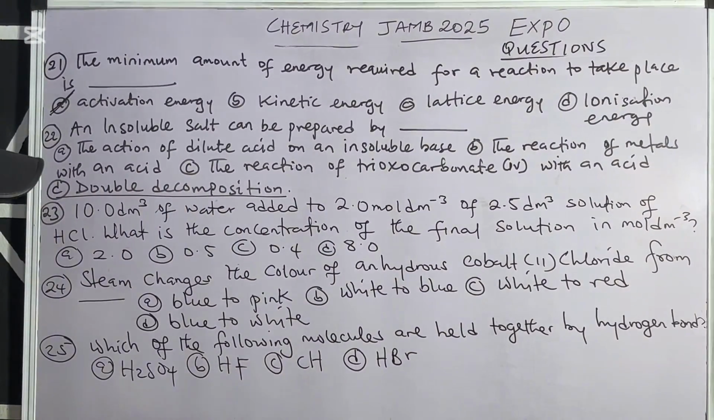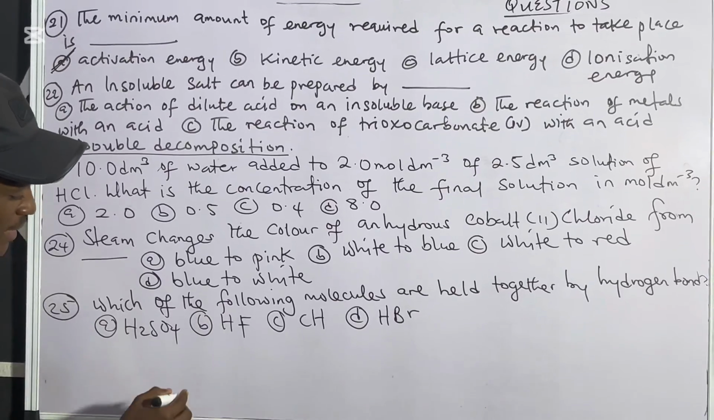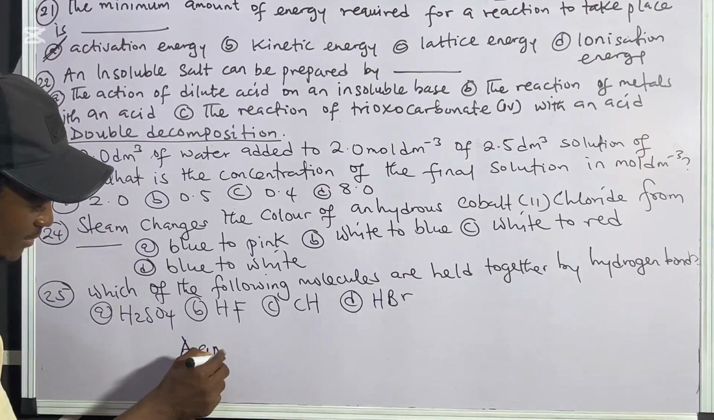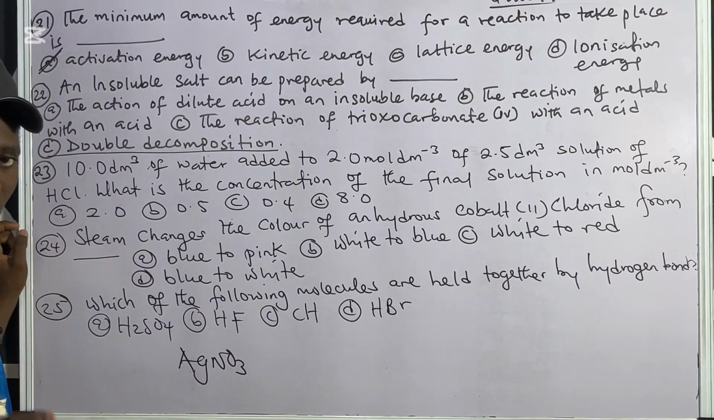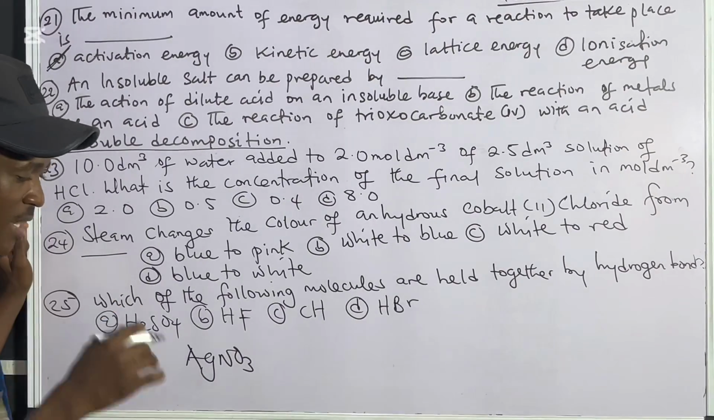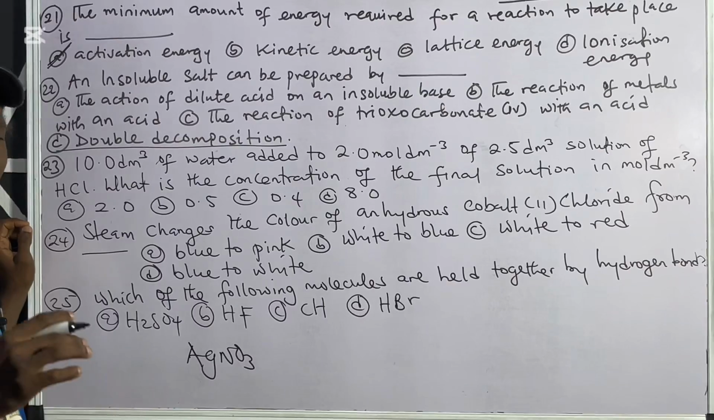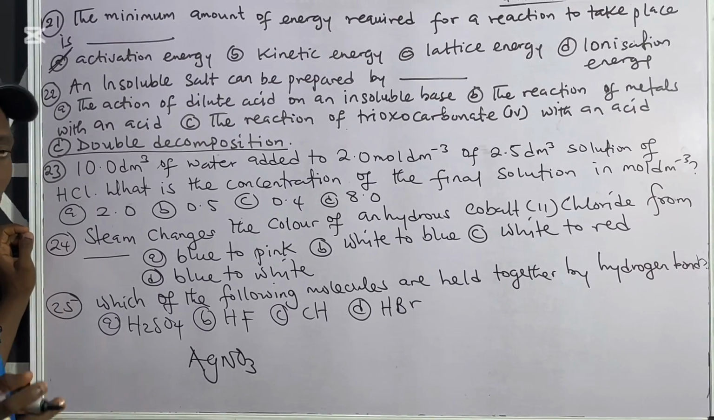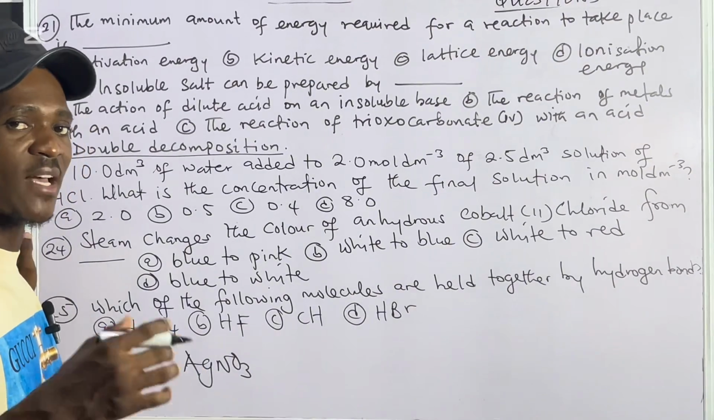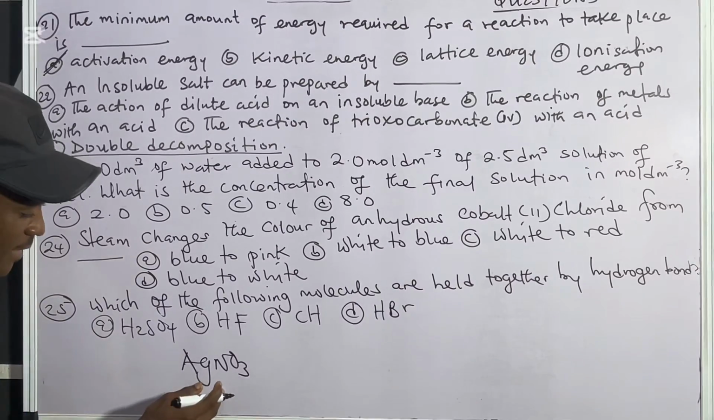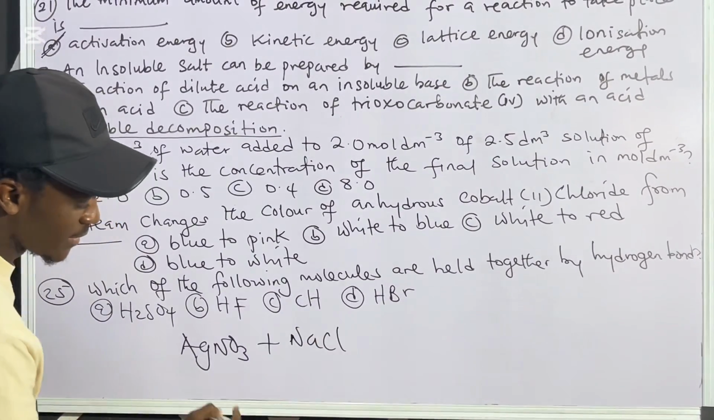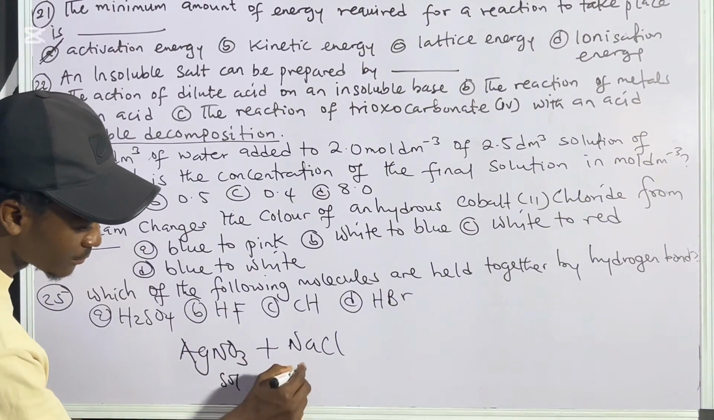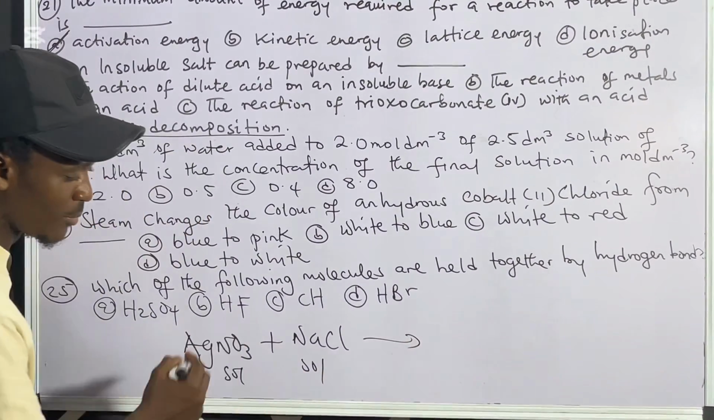Now let's check. If you have a soluble salt, let's say silver nitrate, this is a soluble salt. If you want to understand solubility rules of salt, you can watch my video lesson that I posted on this channel with regards to solubility of salt. So if you want to know those salts that are soluble and those that are insoluble, you can watch that video. Now, silver nitrate reacting with sodium chloride. These two salts are soluble. So when they react, that's double decomposition for you.